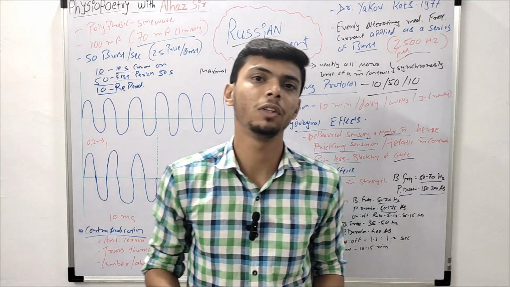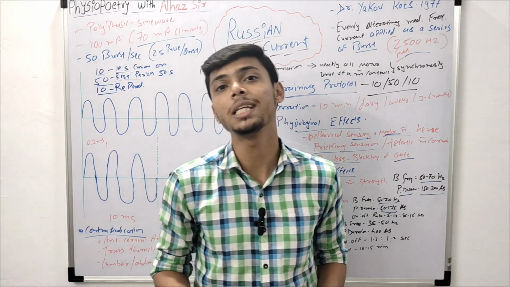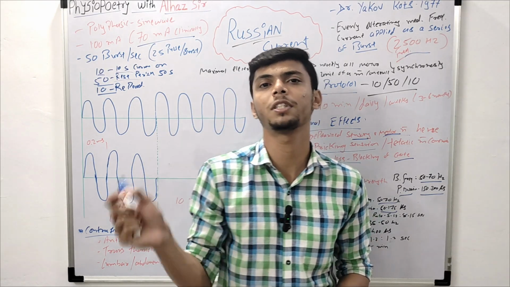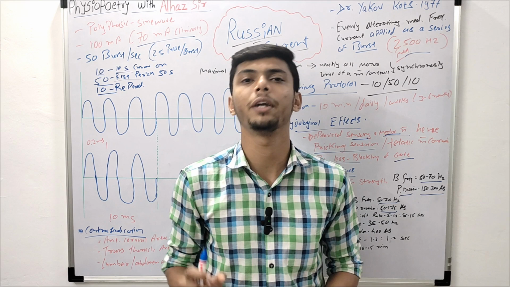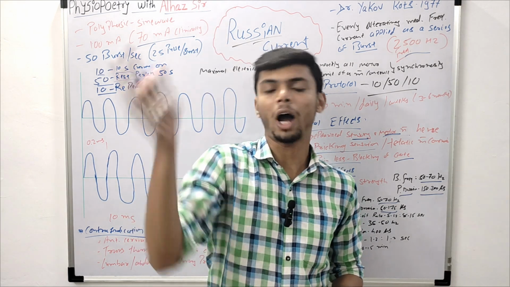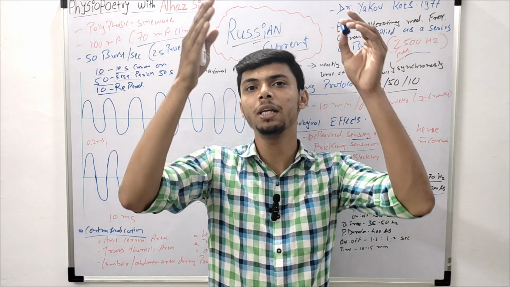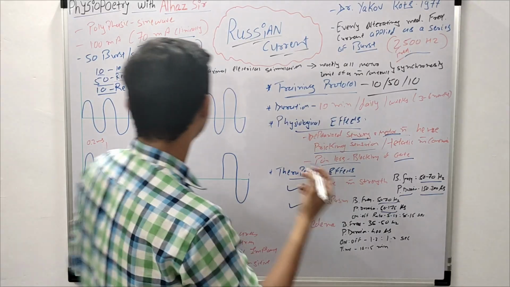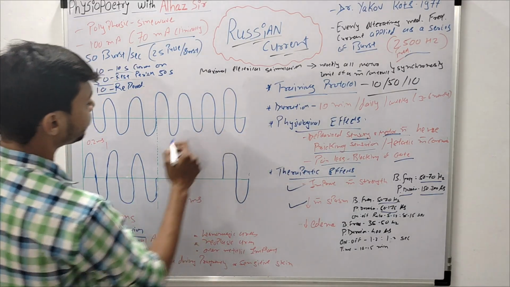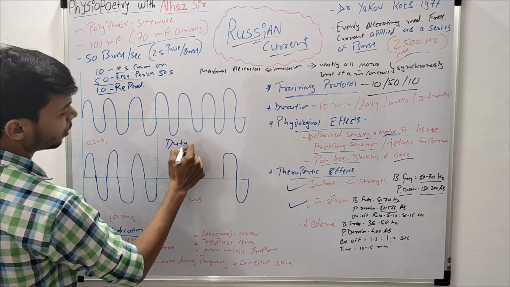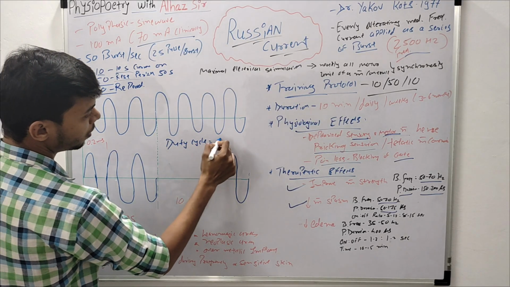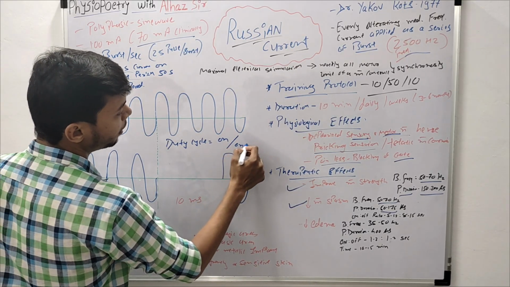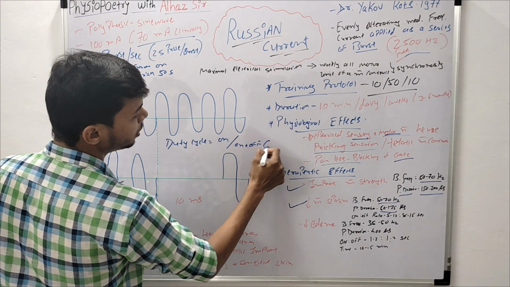There is another term which we mostly use, which is the duty cycle. Duty cycle is nothing but just a portion, how much percentage of the time you are having that on period. So how will we calculate? If we want to calculate the duty cycle, we will write it here: on period divided by on period plus off period. That means the total time.